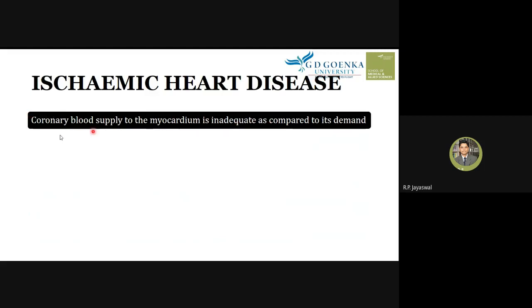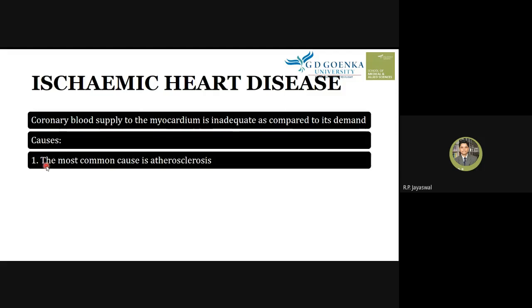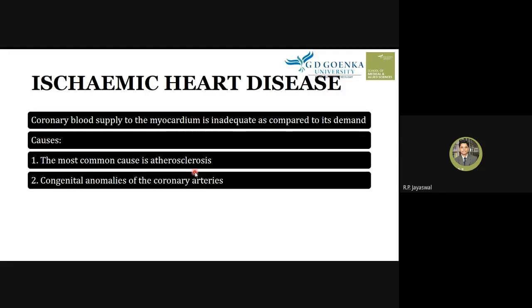So what we understand here is that the myocardium, the muscles of the heart, get inadequate blood supply compared to its demand. And this is the coronary artery, which supplies blood to the heart muscles. There are some causes of this ischemic heart disease. The most common cause is atherosclerosis, which is the deposition of cholesterol and fats in the arteries.